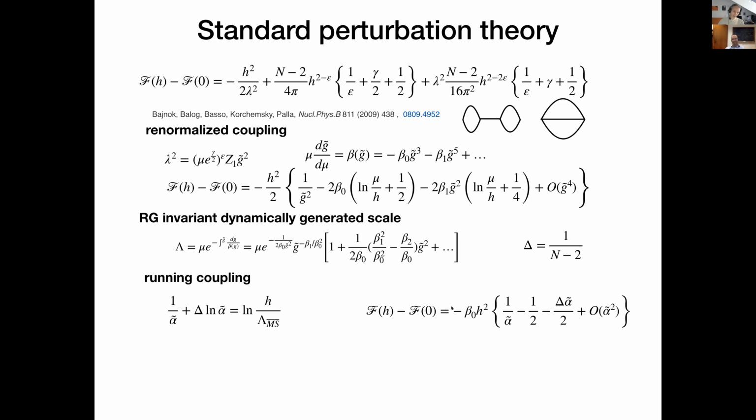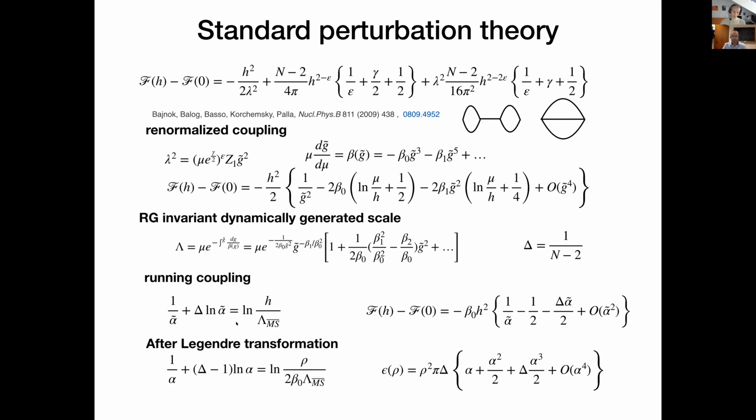Yeah. So this is a nice coupling, definitely, and it resums this log, and then the log squares and so on. And this is exactly what we use in the integrable description. But the integrable description is formulated for the density and the ground state energy. So you introduce another coupling after the Legendre transformation, which depends on the ratio of the density divided by this lambda MS bar, basically. If you introduce that coupling, then the ground state energy divided by rho squared is an expansion in this alpha.